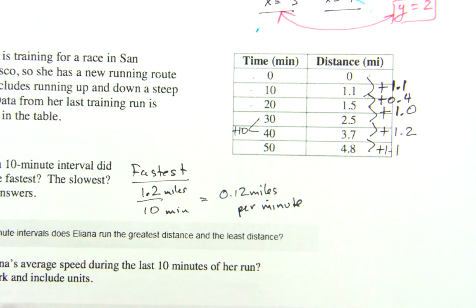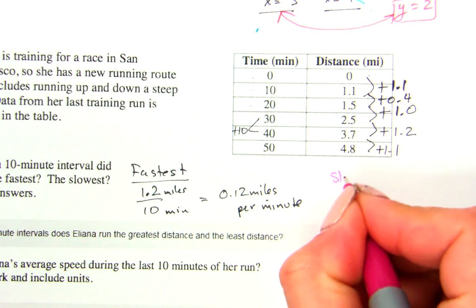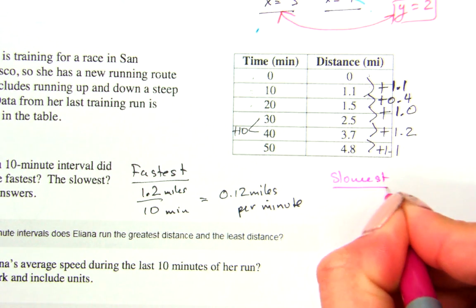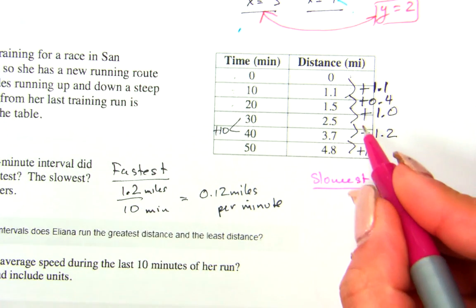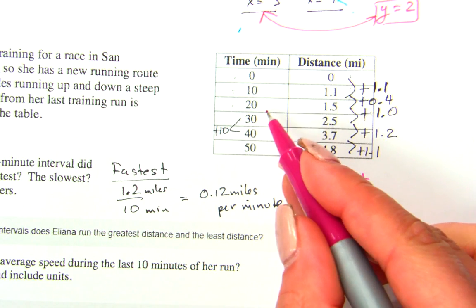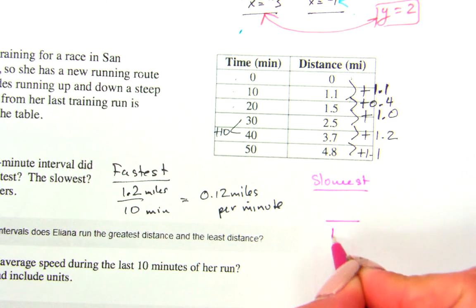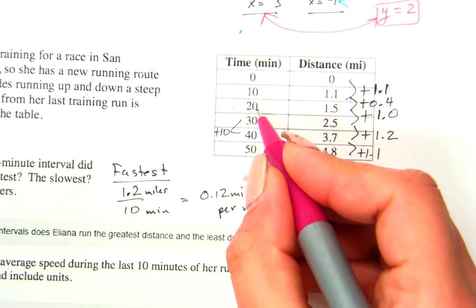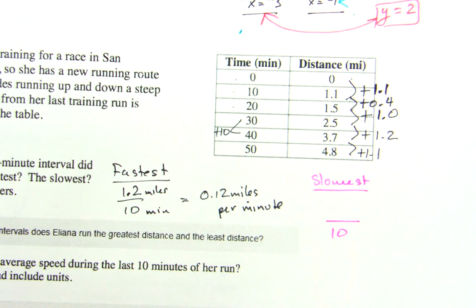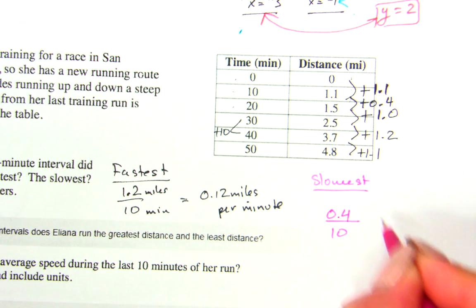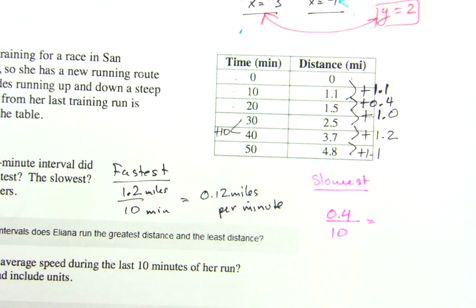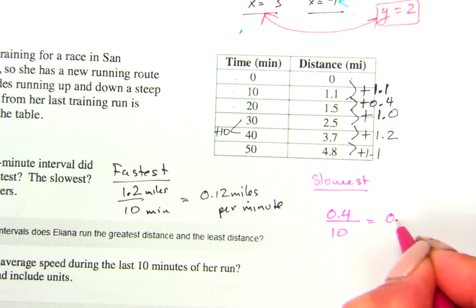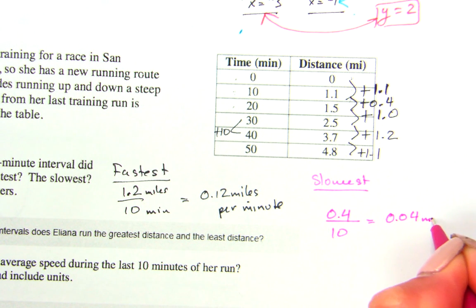And then her slowest time was during the interval between 10 minutes and 20 minutes, which is still a 10-minute interval because 10 plus 10 is 20. She went 0.4 miles during that interval. So 0.4 divided by 10 means she went 0.04 miles per minute during that time interval.